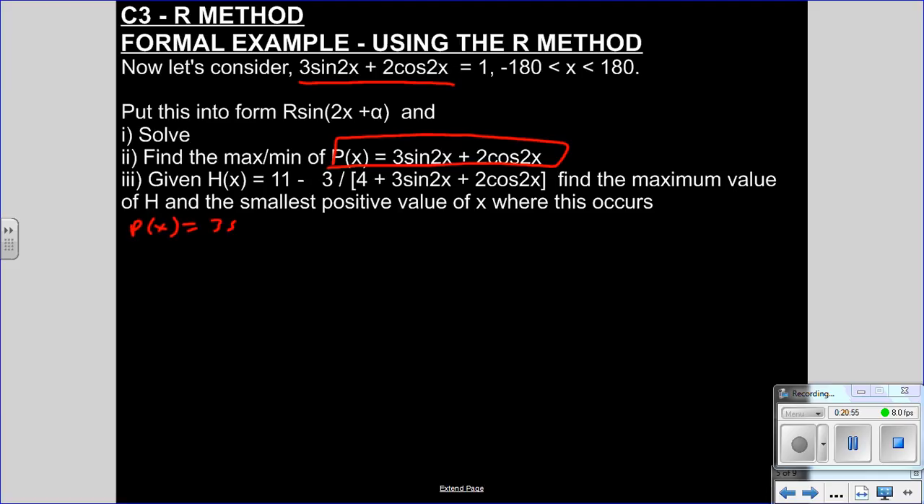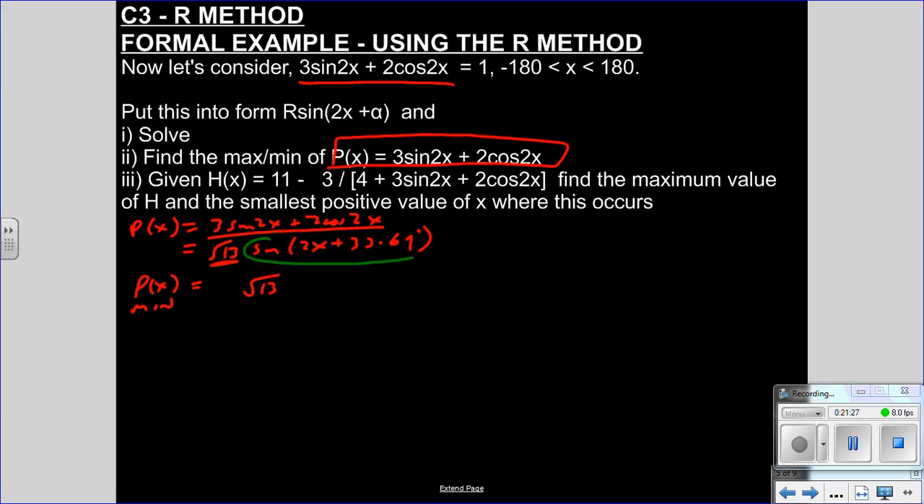So P of x is 3 sine 2x plus 2 cos 2x. It's asking us to find the largest or smallest value of P. We know from our previous work that this is the same as root 13 sine of 2x plus 33.69 degrees. Right? That's what this is. So what's the smallest that P of x can be? The root 13 doesn't change, does it?